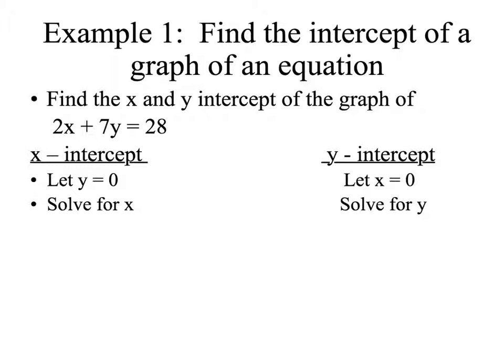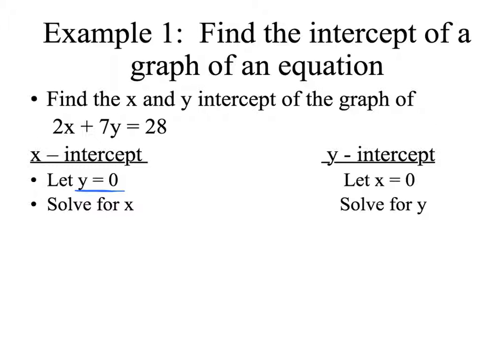I always set my intercept problems up the same way. It's a way that works for me, but it's entirely up to you. To find the x-intercept, you're always going to let y equal 0. So the value that is 0 is always opposite the one you are looking for. So if I'm looking for x, the opposite variable, which is y, is the one that's going to be 0.